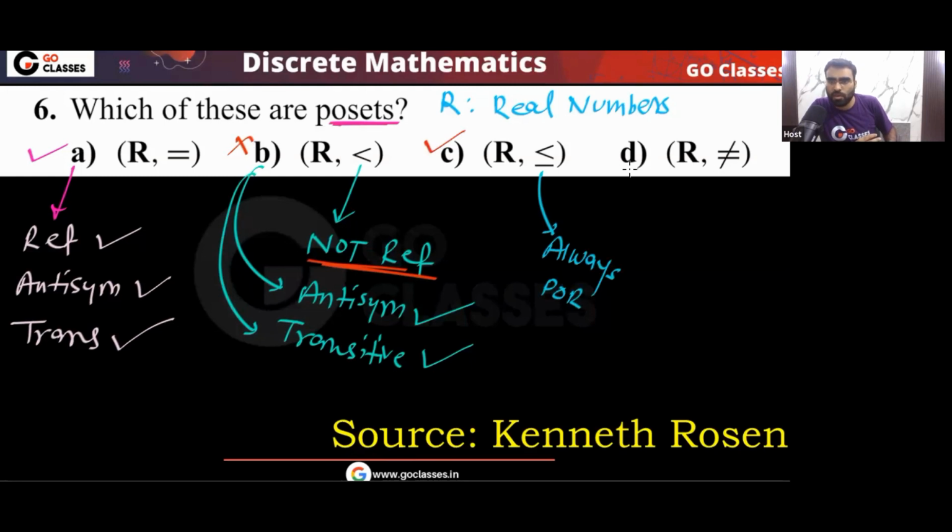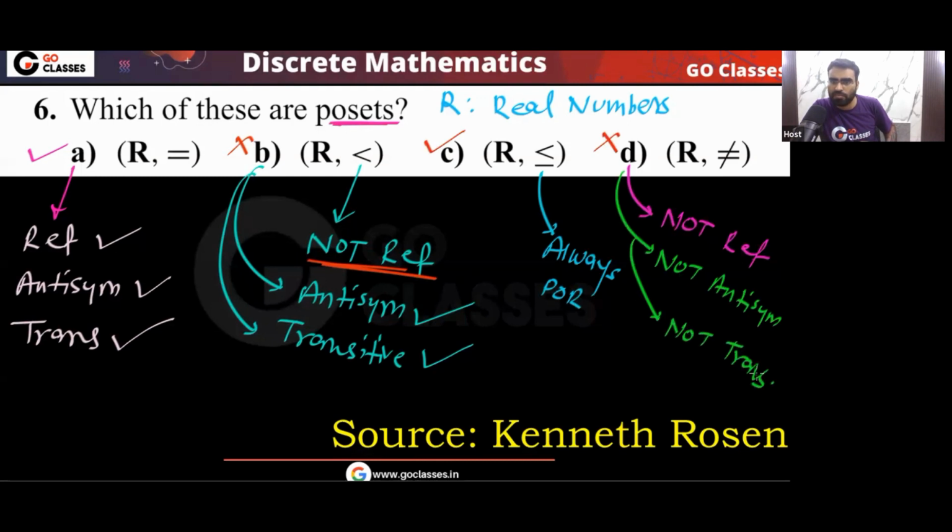What about this not equal to? This is not reflexive. You already know this is not antisymmetric. And this is not transitive. Okay, so very simple. So for this question, the answer is that is also A, comma C.